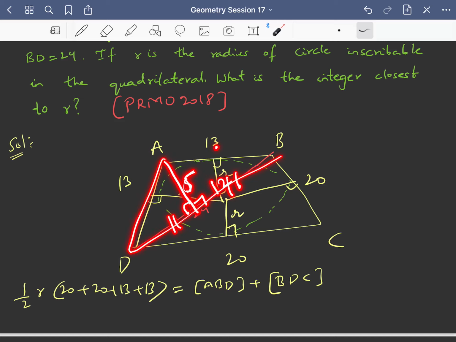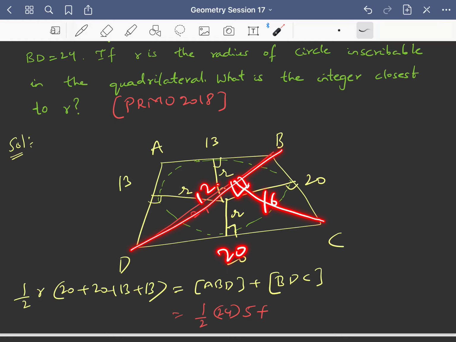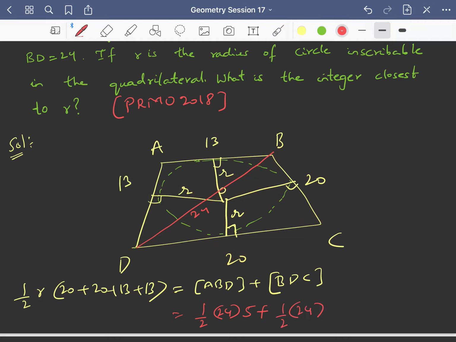So the area of triangle ABD is half times the base, which is 24, times the height 5. So it is half into 24 into 5. And similarly for BDC, if you drop the perpendicular, then this will be 12, this is 20, so this will be 16. So this area will be half times 24 times the height, which is 16. Then half gets cancelled, and then you can find the value of R. So I am leaving it to you. Fine, so it is just a simple problem based on the concept of tangential quadrilateral.